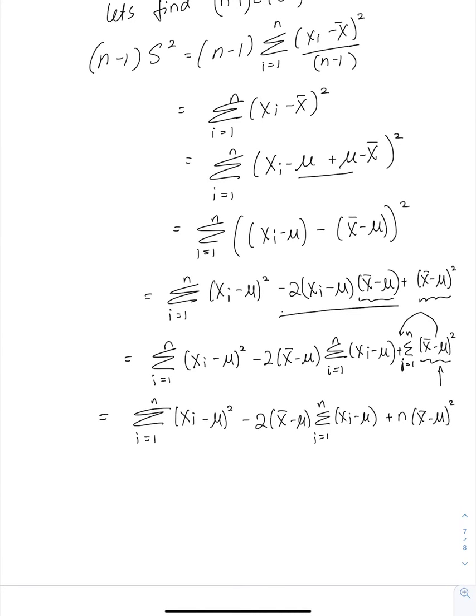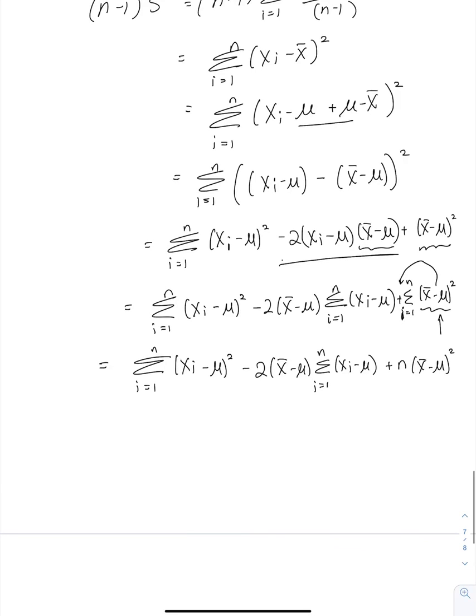All right. Now, take a look at this. You have summation of xi minus mu. Let's just take the center term. So we can think of this as summation i going from 1 to n of xi minus summation i going from 1 to n of mu.